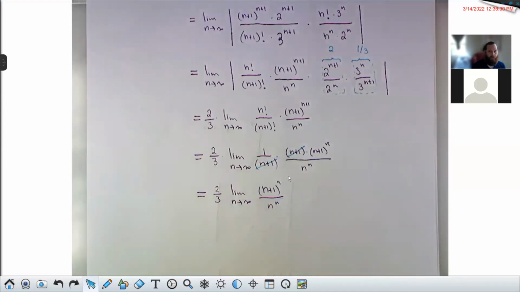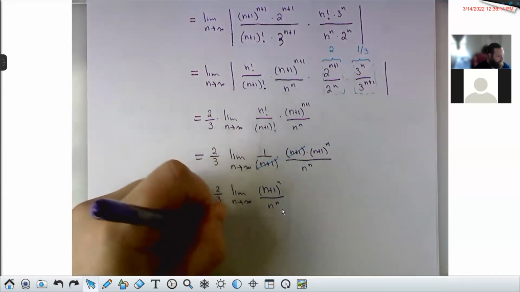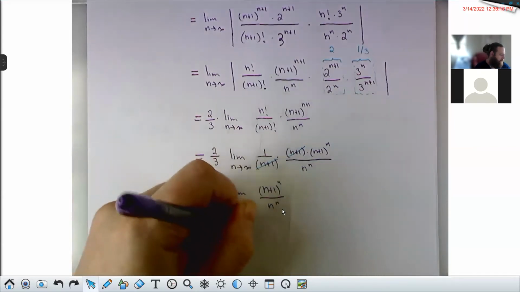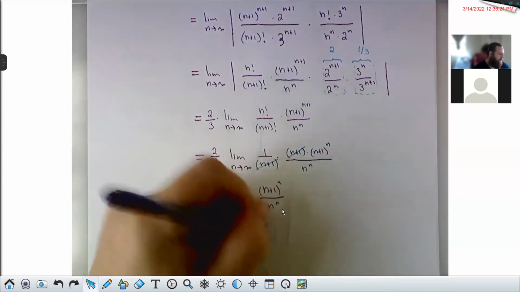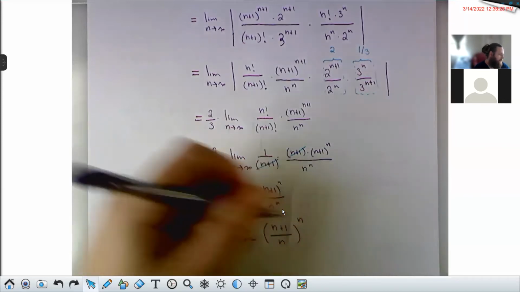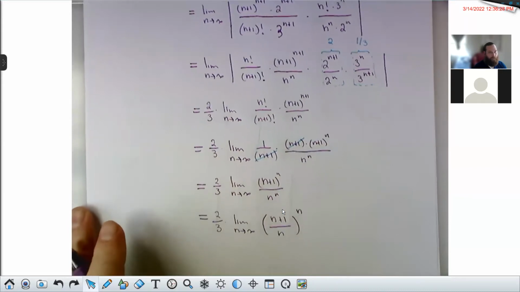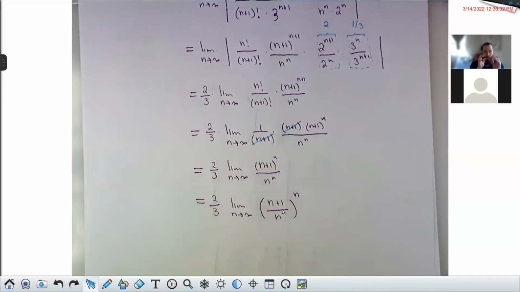This is going to turn into one of my special e to the ab limits, because I can rewrite n plus 1 to the n over n to the n as n plus 1 over n, all to the n. See that, right? If I've got a fraction and the whole top is raised to the n, the whole bottom is raised to the n, that's the same as having that fraction with the whole thing raised to the n. And that's what we've done from here to here.